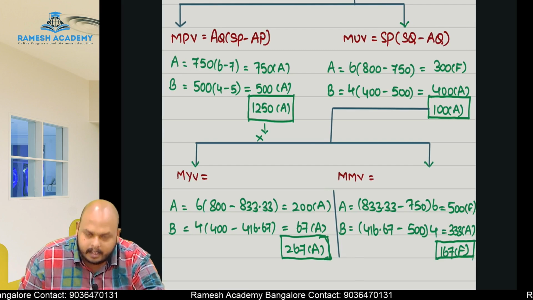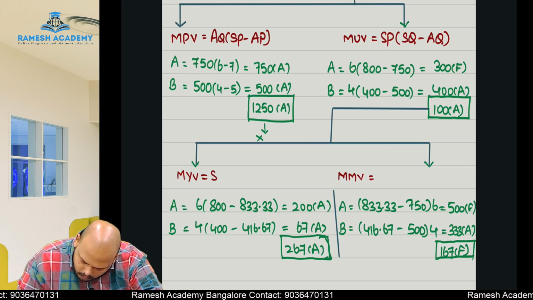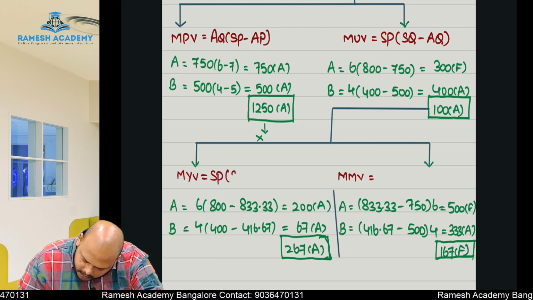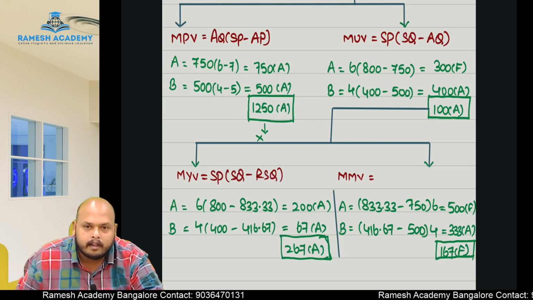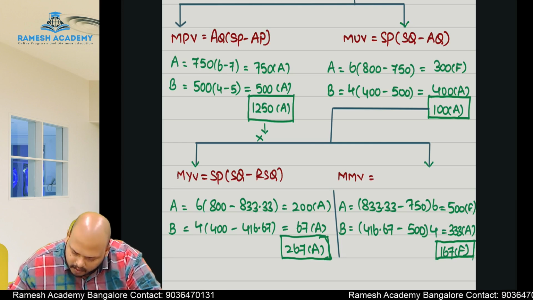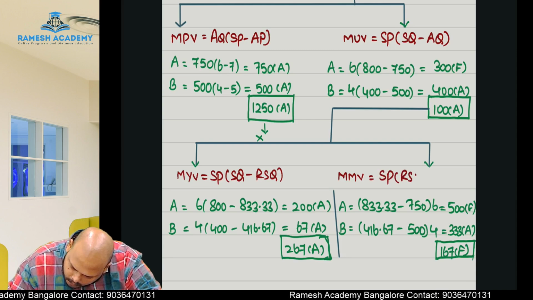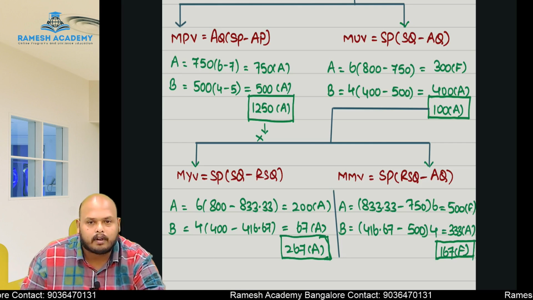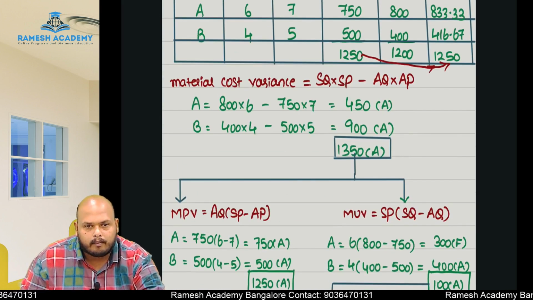Yield is nothing but the difference between standard and revised: standard price into standard quantity minus revised standard quantity. Mix variance is equal to standard price into revised standard quantity minus actual quantity. So these are the formulas for variances.